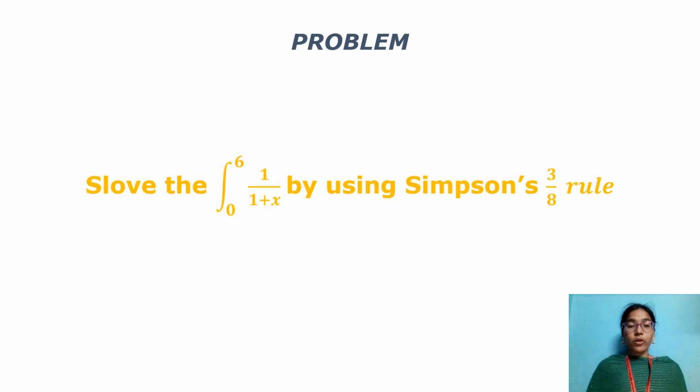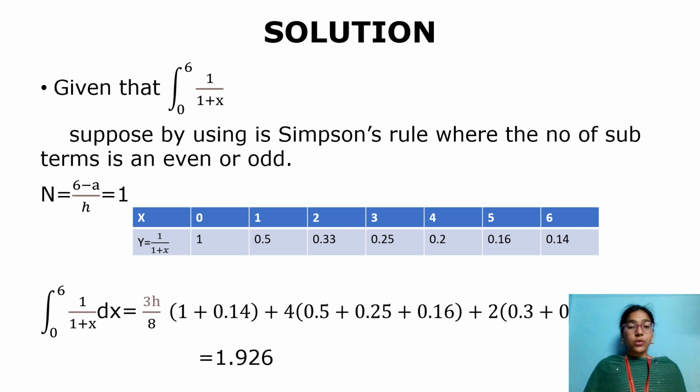Now let us see a problem on Simpson's 3/8 rule. The question is: solve the integral from 0 to 6 of 1 by 1 plus x using Simpson's 3/8 rule and compare with the exact solution. The rule given is Simpson's 3/8 rule and the integral is from 0 to 6 of 1 by 1 plus x. Compare with the exact solution. This is our problem, and the solution: the given integral is from 0 to 6 of 1 by 1 plus x.